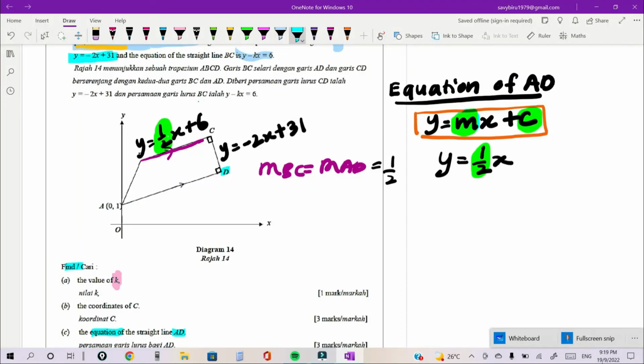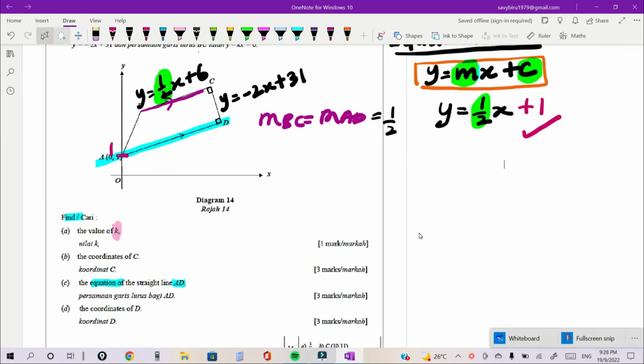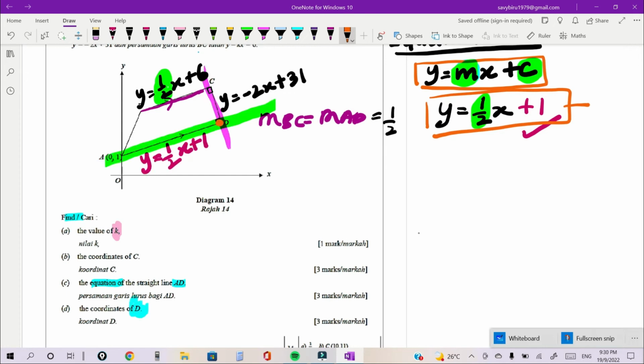Then we can see that line AD cuts the y-axis at 1, so the y-intercept of the line is 1. The equation of AD is y equals half x plus 1. Done. The last part of the question asks you to find the coordinates of the point D. D is the intersection point between the straight line AD and the straight line CD. We have found the equations of AD and CD. To find the point D, solve the equation of CD and the equation of AD.